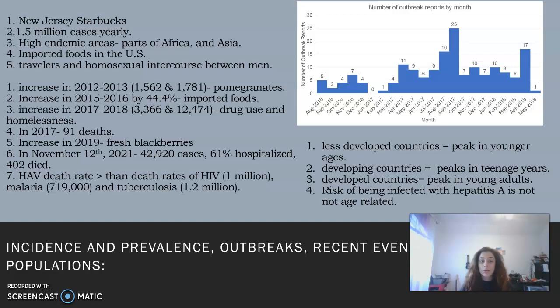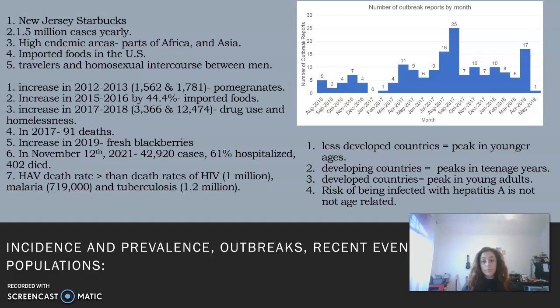So in 2017, there was 91 deaths. In 2019, there was an increase because of fresh blackberries in 11 Midwest states, Wisconsin or Illinois. And in 2021, so like this year, as of November 12th, there's around 42,920 cases. Of those cases, 61 people were hospitalized and 402 people have died. So it's seen that the Hep A virus is now exceeding death rates of HIV, malaria, and tuberculosis, with around 1.4 to 1.5 million cases yearly.